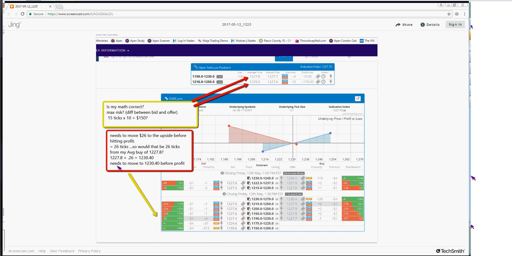So 27.8 plus 26, 12.4. Yes. So yeah, you're right on track. You actually could profit before then because of the way premium can work. But yeah, that's where you're going to start seeing your profit. So it's very good. I'm really glad you're looking at that, because now you can get a chart and ask, hey, do I expect it to move that far or even further, or is there something right in my way?